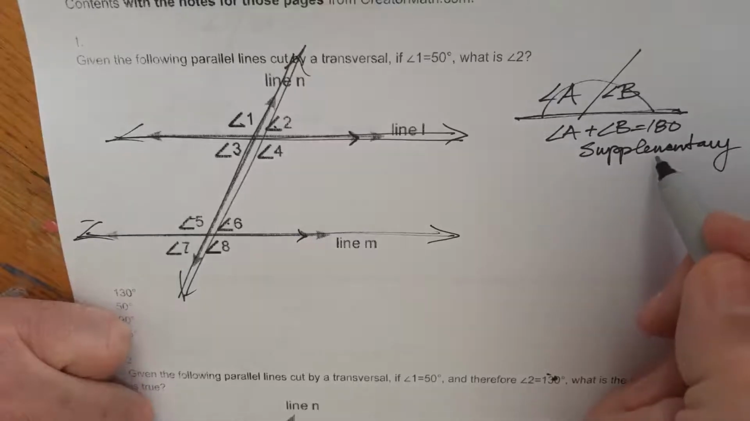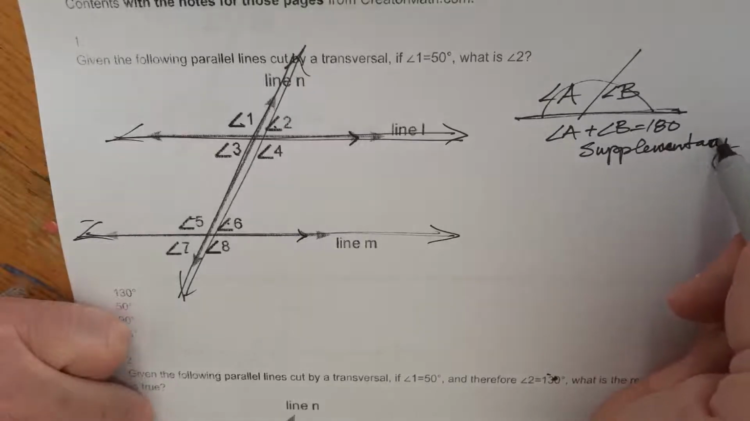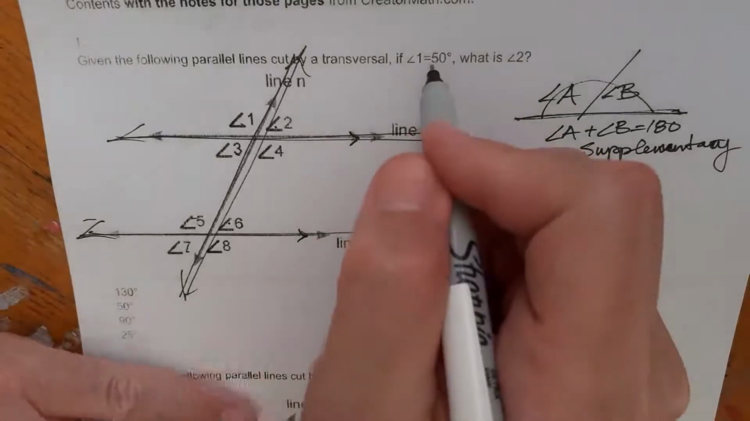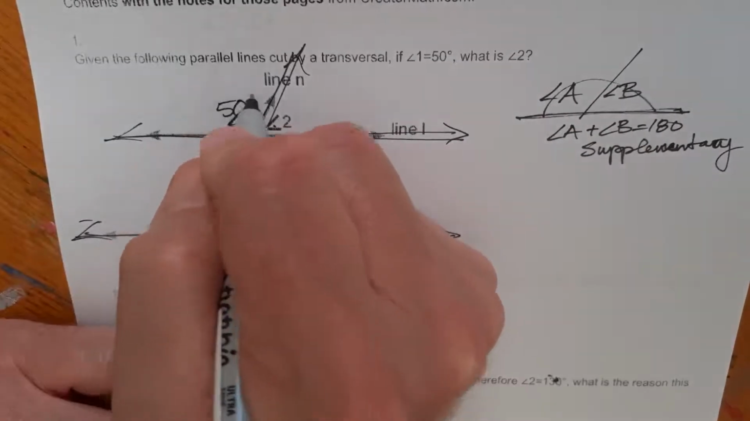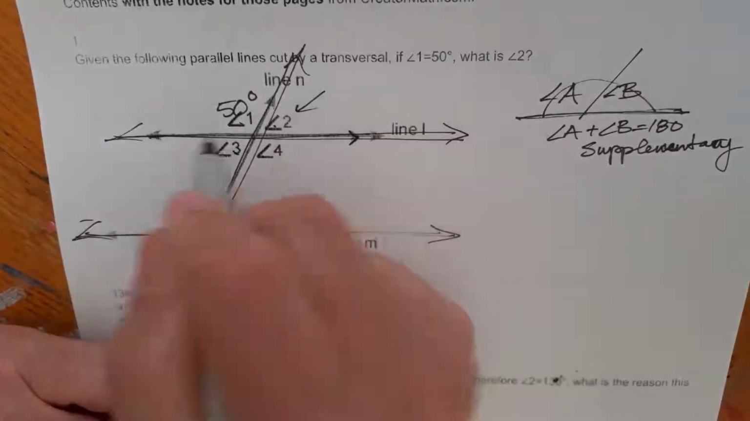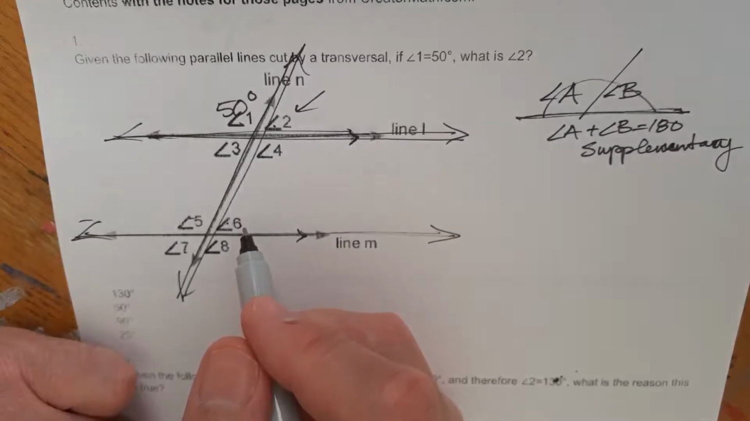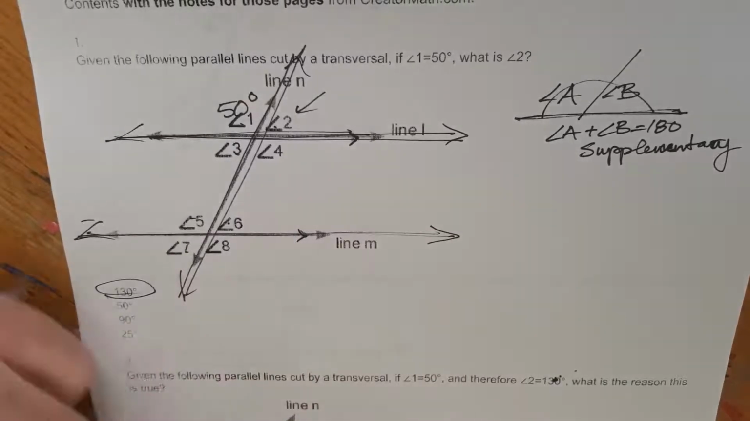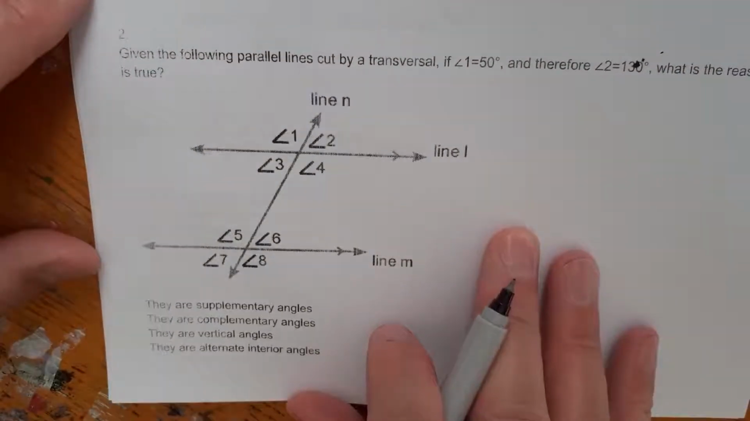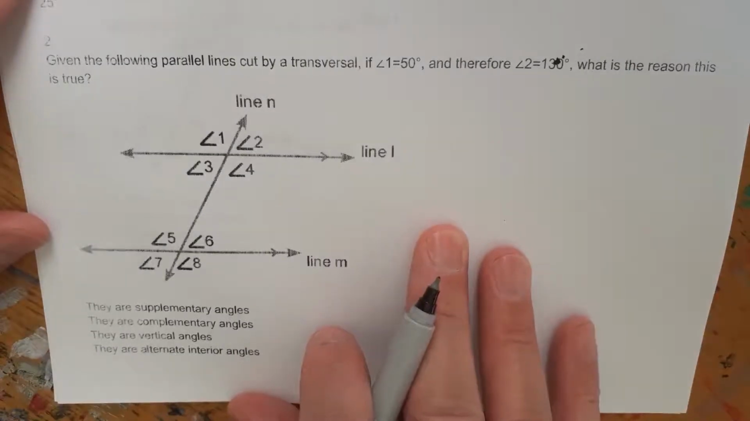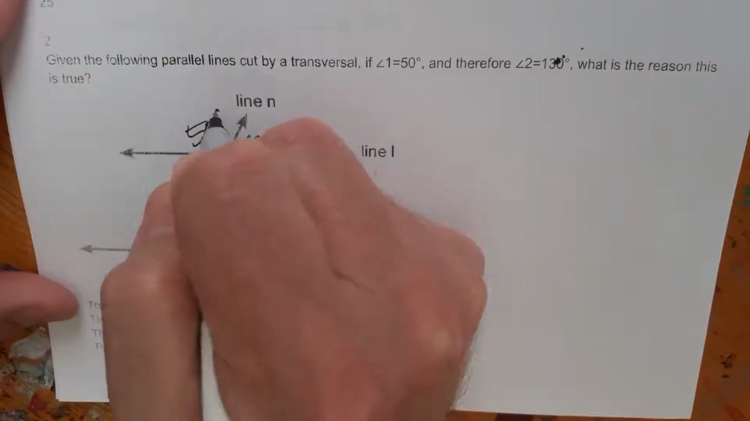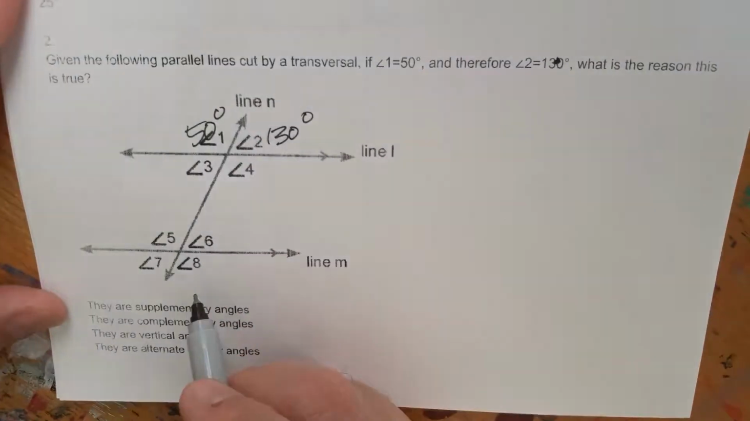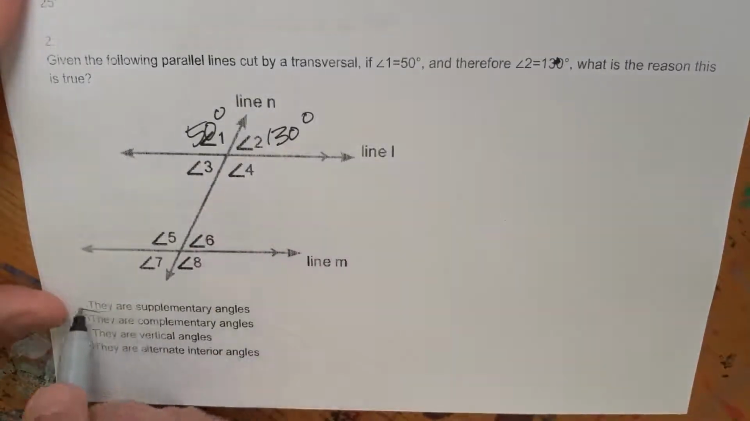Supplementary angles sum or add to 180. So now they're giving us that angle 1 is 50 degrees. What's angle 2? It's right here, on a straight line. They're supplementary, so they have to add to 180. What adds to 50 to equal 180? 130. There are a lot of problems in this set, but they're going to go very quickly and I'm going to start speeding up. Angle 1 is 50 and angle 2 is 130. What is the reason? They are supplementary.